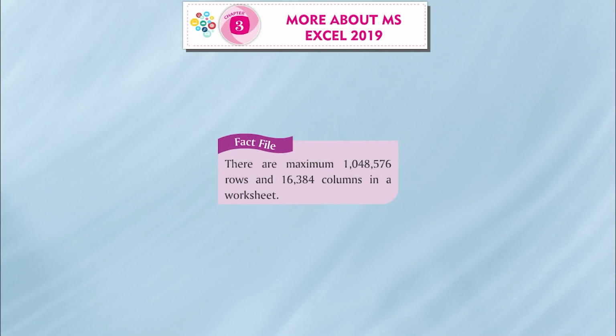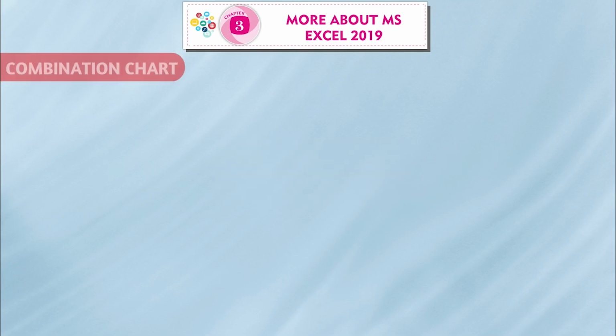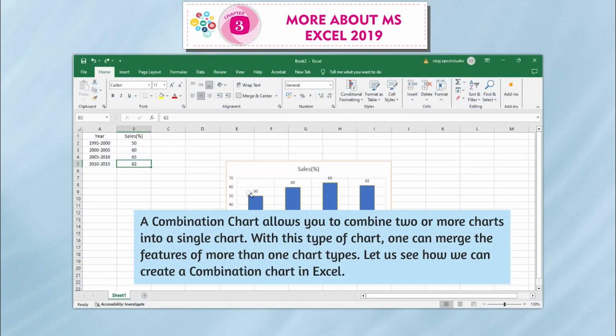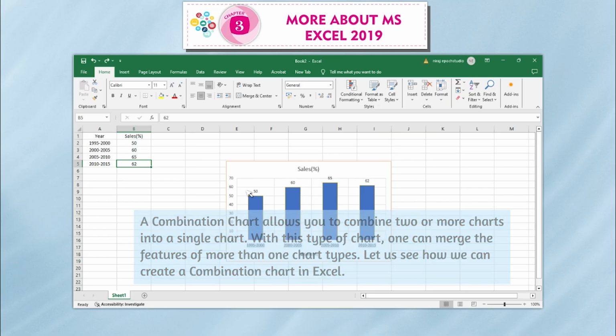Fact file. There are maximum 1,048,576 rows and 16,384 columns in a worksheet. Combination chart. A combination chart allows you to combine two or more charts into a single chart. With this type of chart, one can merge the features of more than one chart types. Let us see how we can create a combination chart in Excel.